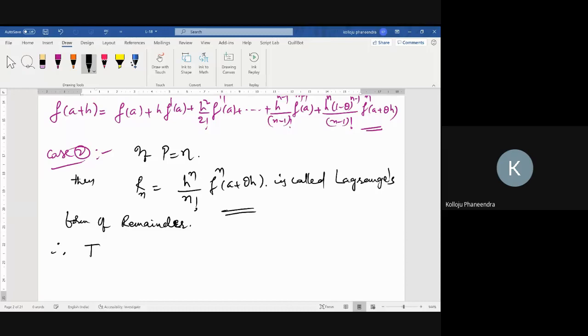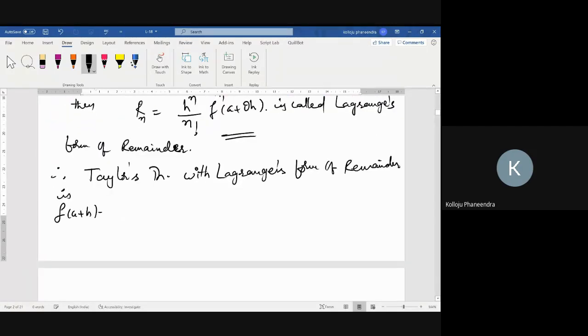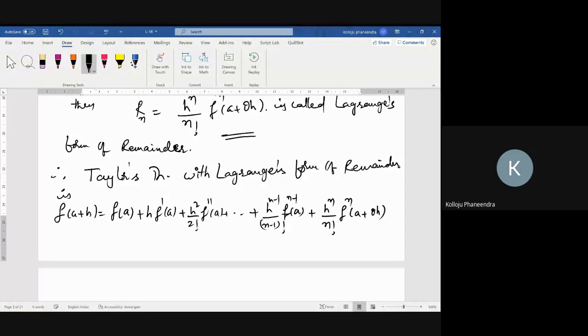Therefore, you have to remember this, Taylor's theorem with Lagrange's form of remainder is f of a plus h equal to f of a plus h into f dash a, plus h square by factorial 2 f double dash a, and so on, plus h to the power of n minus 1 by n minus 1 factorial f n minus 1 derivative a, plus, now the remainder term is h to the power of n by n factorial f nth derivative at a plus theta h. This is Taylor's theorem with Lagrange's form of remainder.